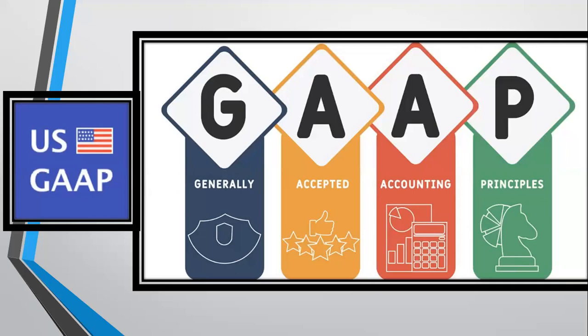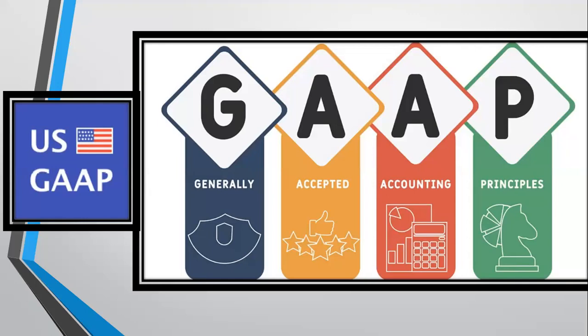So in the previous session, we had a discussion regarding the various issues in the implementation of international financial reporting standards. Now we have another context, that is generally accepted accounting principles, and also the US GAAP. The US GAAP comes under the generally accepted accounting principles. Let's see what is US GAAP and the GAAP.